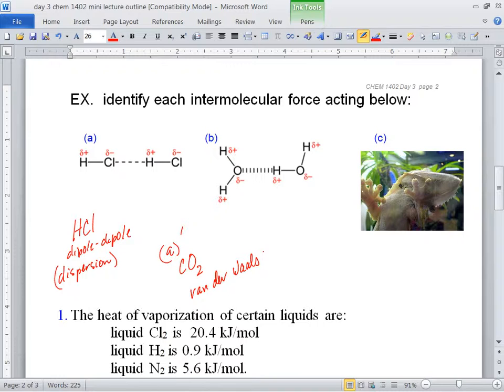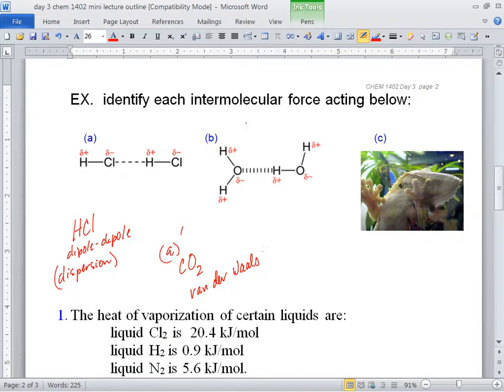You pretty much don't have any choice. If they give you something like CO2, you have to go do the Lewis dot structure and see what its shape is and follow that table, whether things are polar or not. So CO2 is actually linear. So this is your only answer. Van der Waals. How about B?